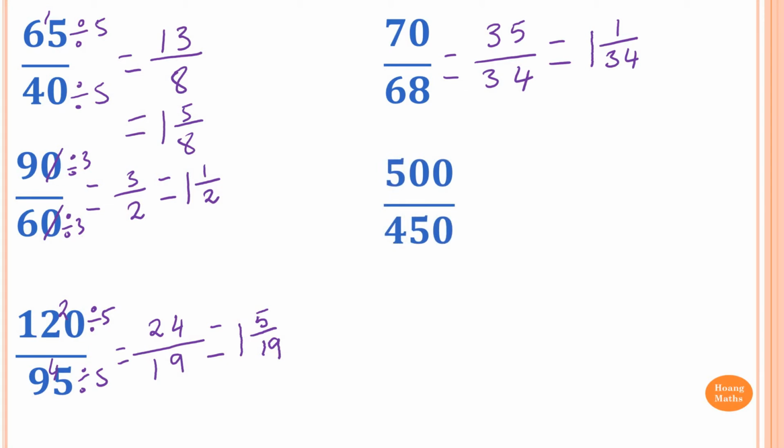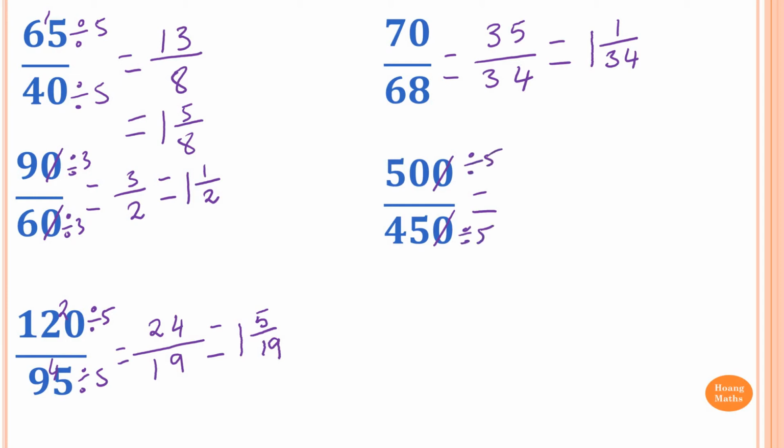500 over 450. So what I do, I divide by 10 for both numbers first. So I divide by 10. This cancels out with this as well. So we are left with 50 over 45. So I divide this by 5 and I divide this by 5.